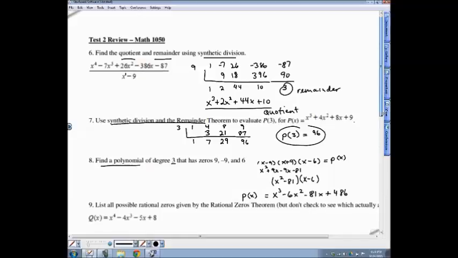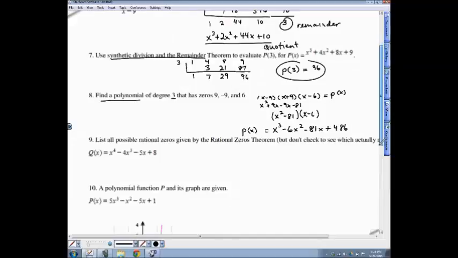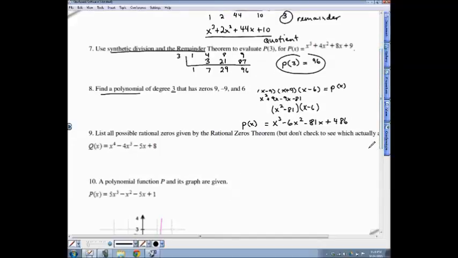Okay, question number 9 is from section 3.4. It's only asking you to do one very specific thing, just give all the possible rational zeros. Essentially what it's asking you to do is give the P over Q list, and that's it. You don't have to test them to see which ones are zeros, because it says don't check. Just give the list of possible rational zeros using the rational zeros theorem.